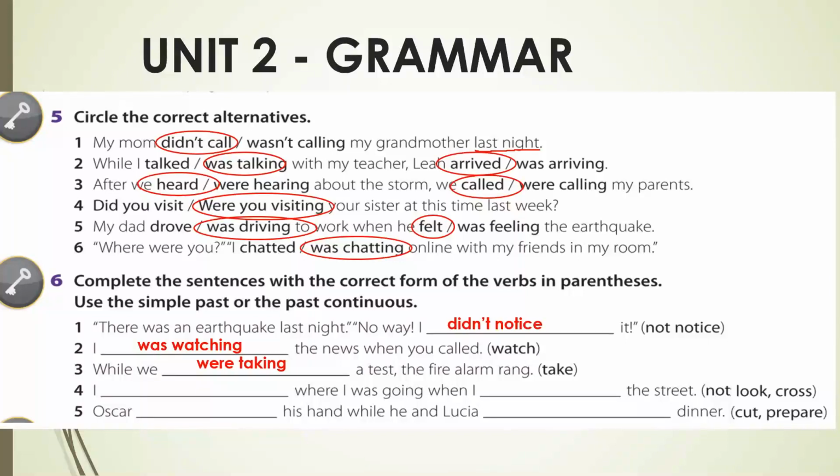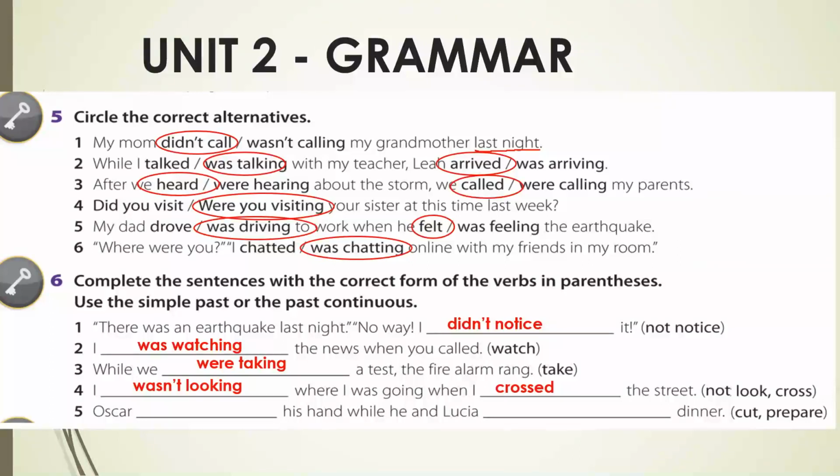Number 4, I where I was going when I the street. So something happened. I wasn't looking where I was going. So I wasn't doing something in that specific period of time, where I was going when I crossed the street. Very good.